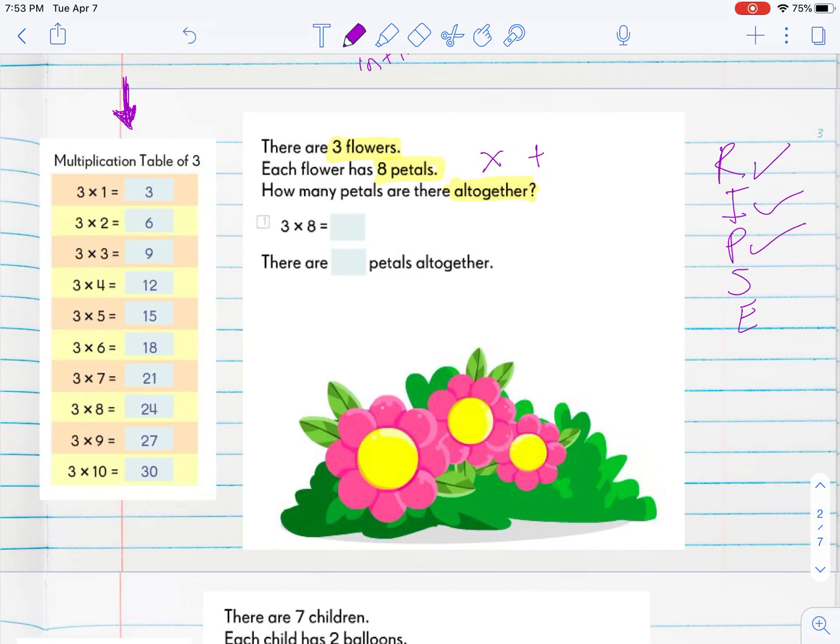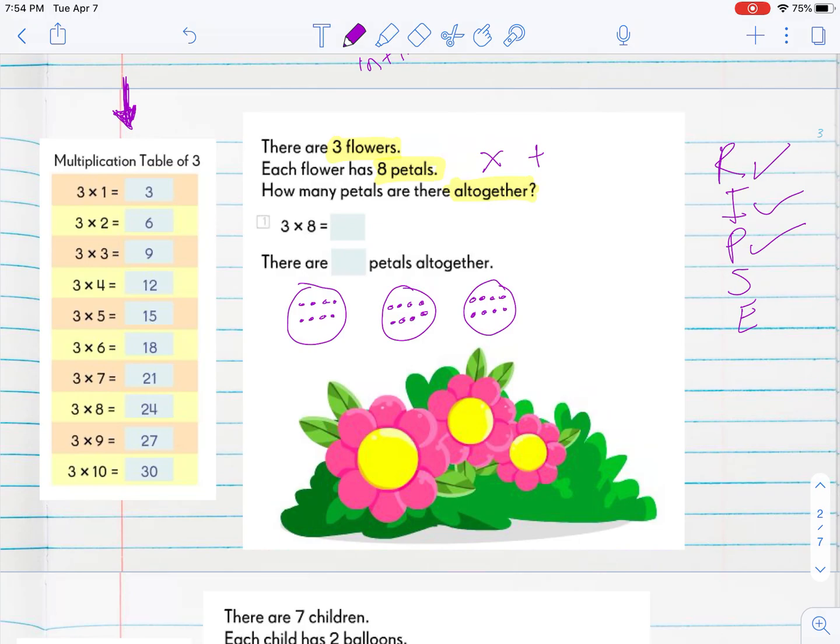Okay, so obviously right now, I know that to solve this, I need to solve the problem 3 times 8 because there are 3 flowers and there are 8 petals on each flower. So there are 3 groups of 8. I'm going to go ahead and draw that. I'm going to draw 3 groups of 8. 1, 2, 3, 4, 5, 6, 7, 8. 1, 2, 3, 4, 5, 6, 7, 8. 1, 2, 3, 4, 5, 6, 7, 8. Okay, so I have 3 groups of 8 here.